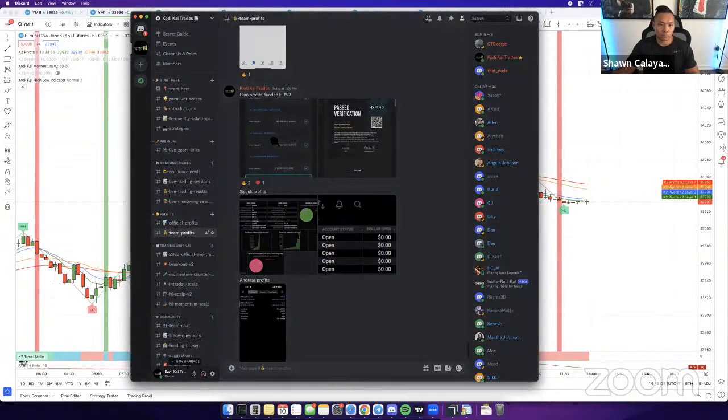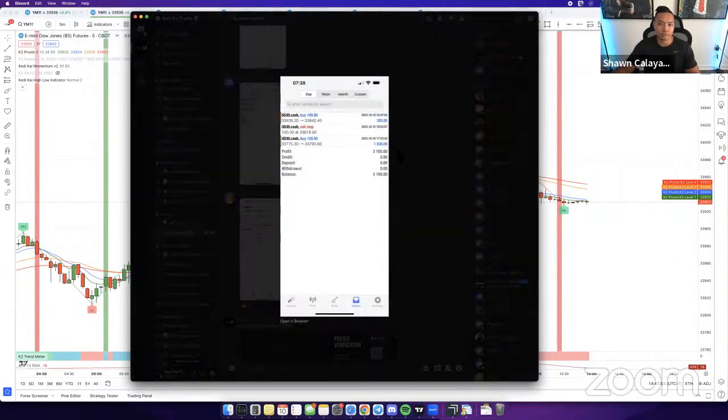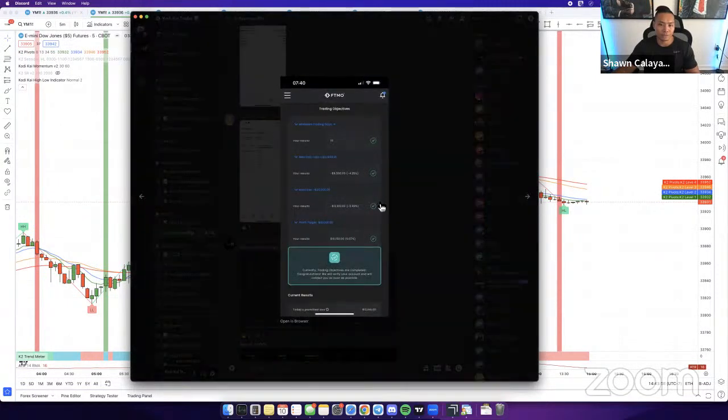Passes 200K this morning, took about 2 trades. So Gian over here took 2 trades this morning, made 2,150, and he passed his verification right there. He kind of dug himself a hole initially.